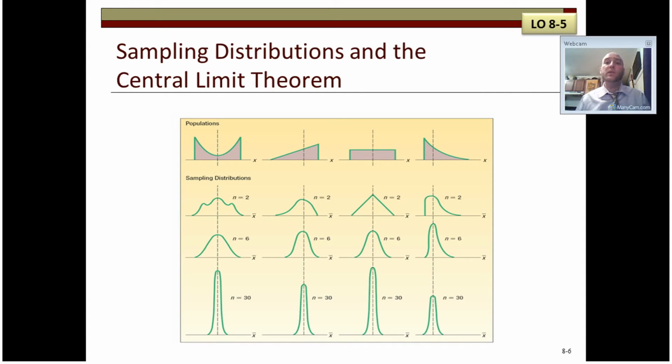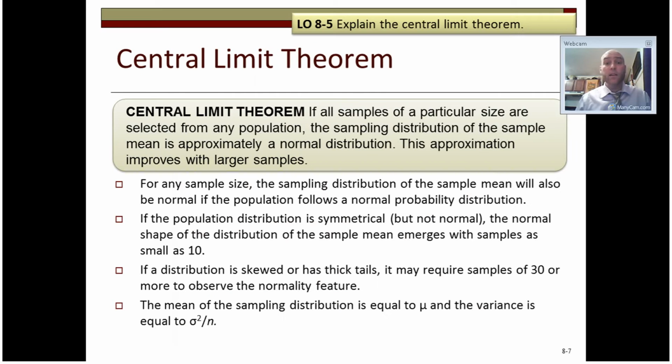These sampling distributions of sample means, if you look at this picture, you can see clearly have something in common. The things they have in common, we can extrapolate from the central limit theorem. Now, the central limit theorem says if all possible samples of a particular size are selected from any population, just like we did on the previous slide, then the sampling distribution of the sample mean is approximately a normal distribution, and this approximation improves with larger samples.